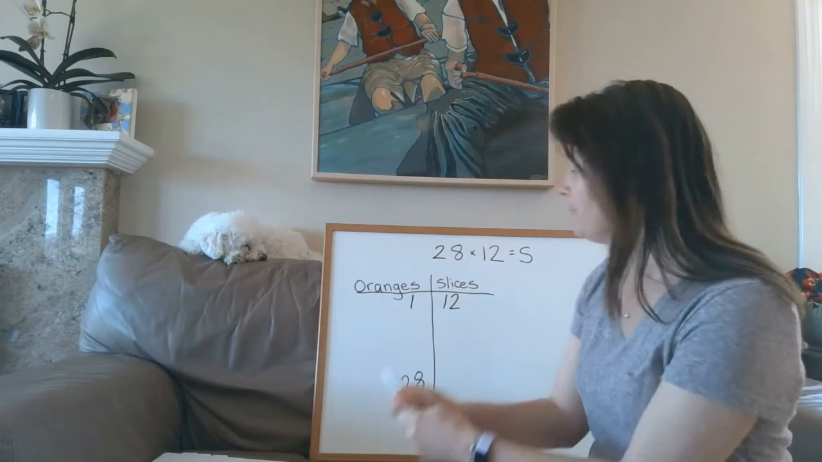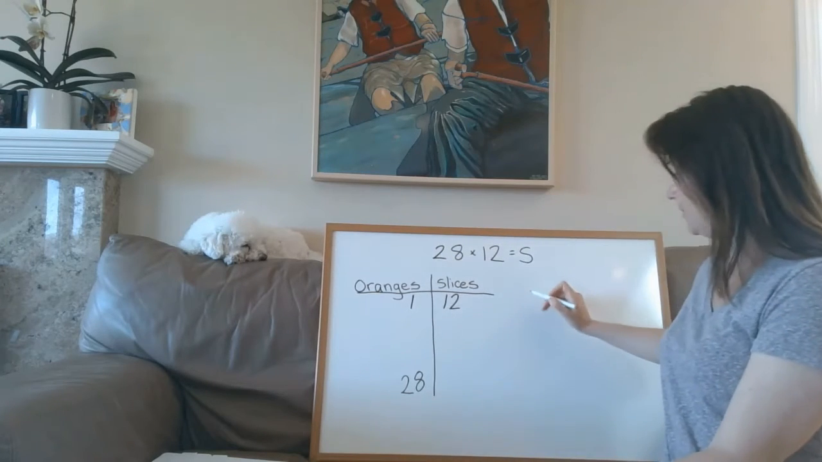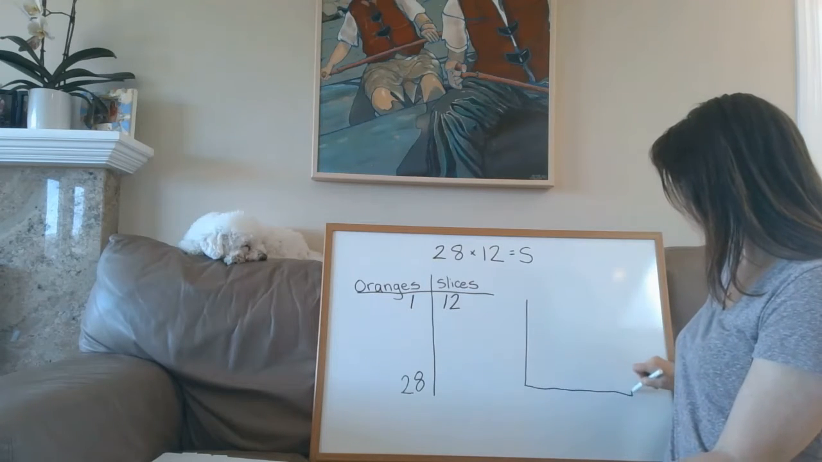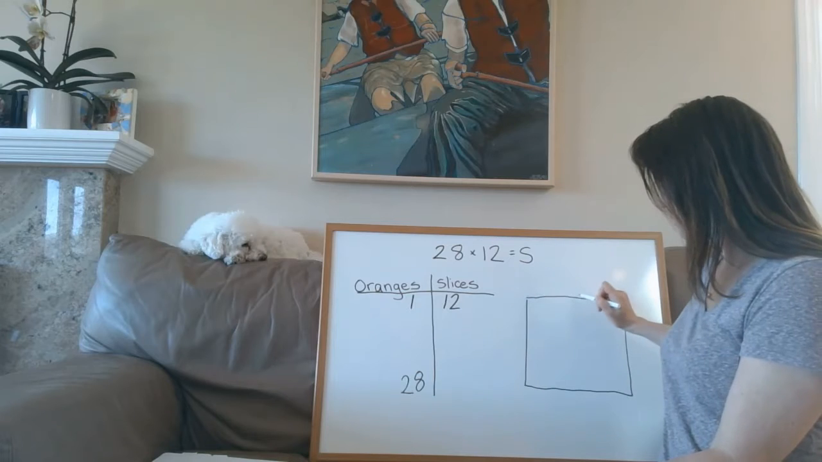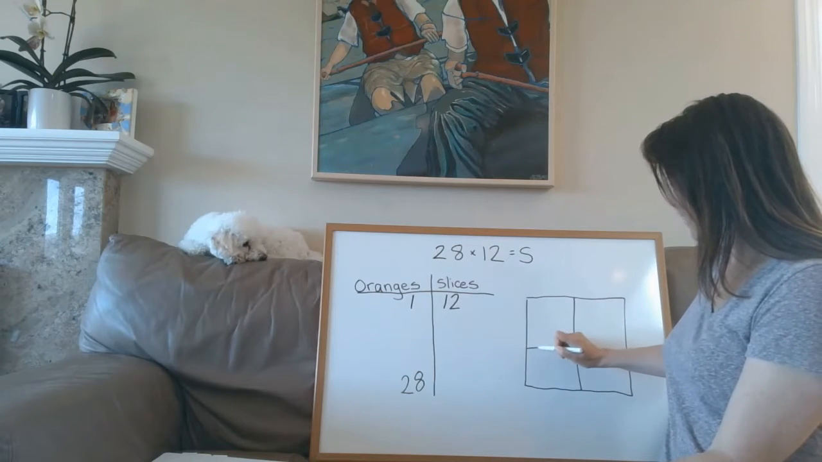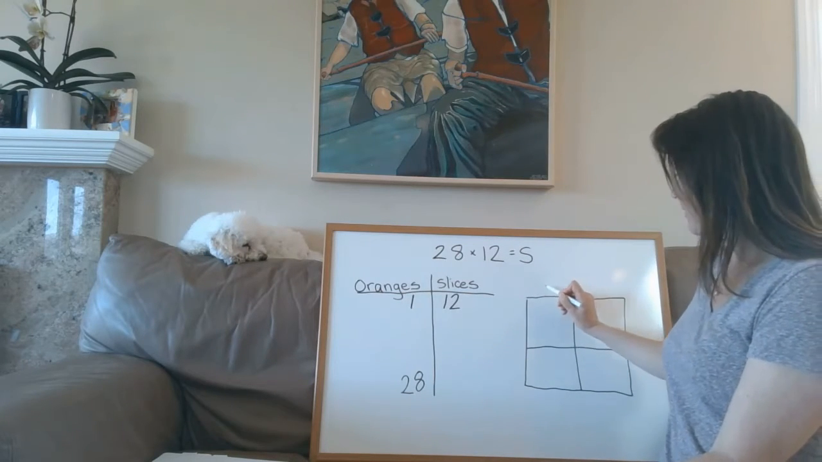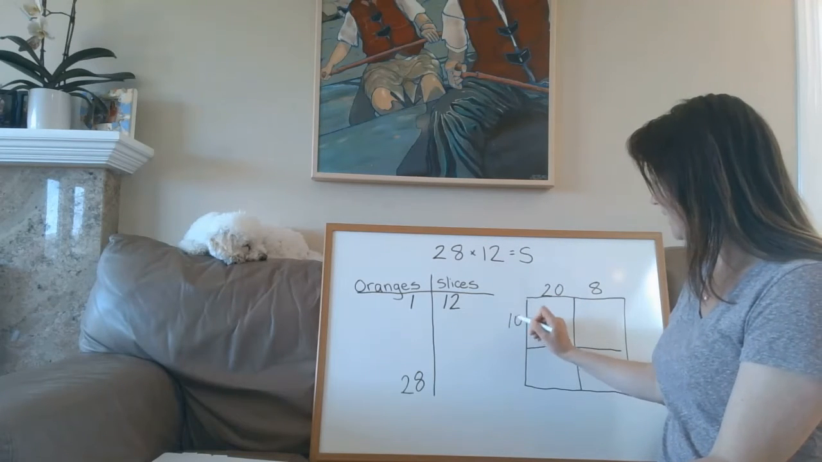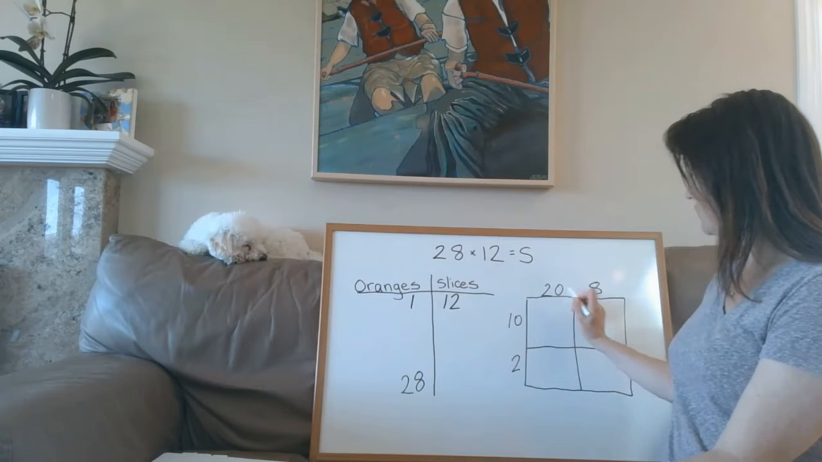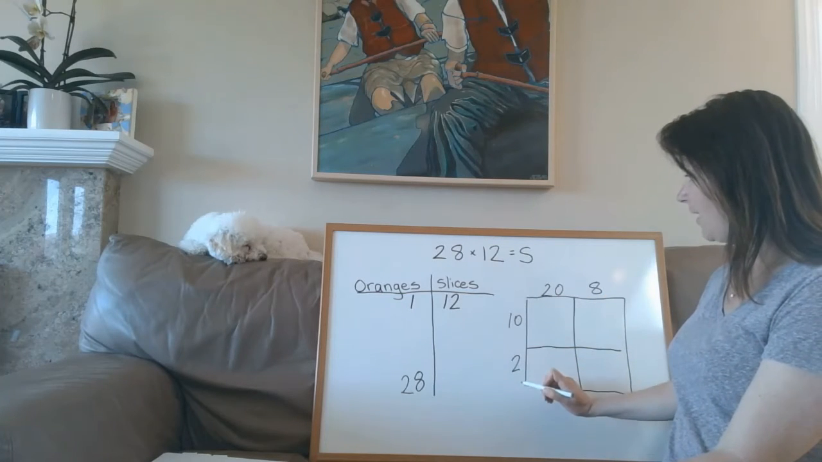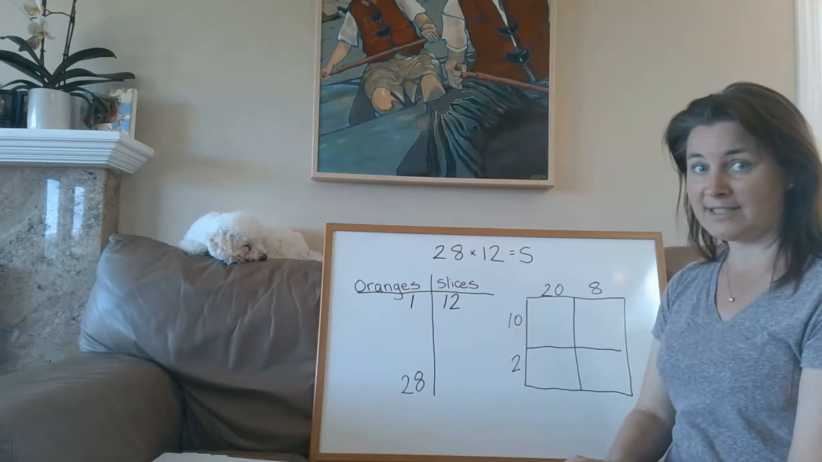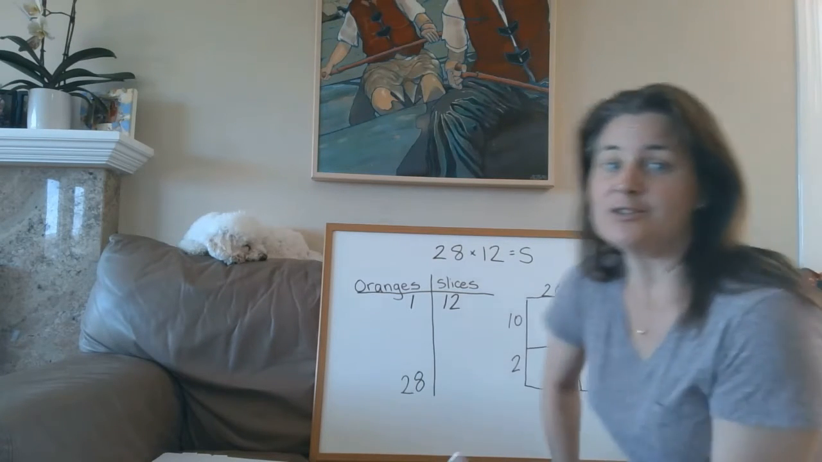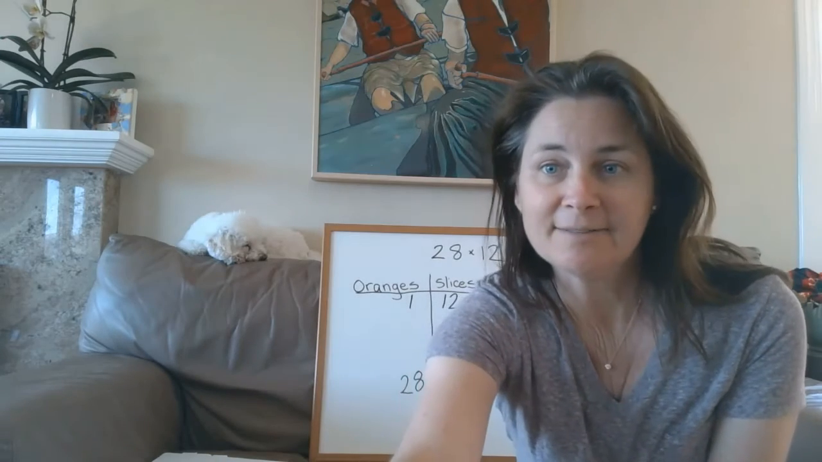And then what I want you to do is also do an area model for this problem where you have your box and you cut it in half and in half again, and we're going to put 20 and 8 and 10 and 2. So you have 28 times 12, and you should have the same answer after you do both. So go ahead and pause it, do that work, and then we'll see how you did.